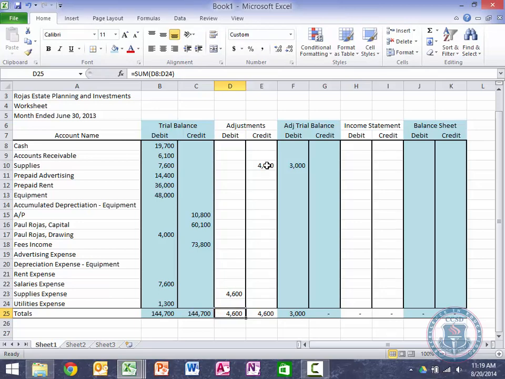Okay, B, Nathan. The prepaid advertising contract was signed on June 1st and covers a 4-month period. We have a 4-month prepaid advertising contract. It's the end of the first month. What are we going to do for an adjustment? Think about the concept. What's the concept? Okay. We have a 4-month prepaid contract.